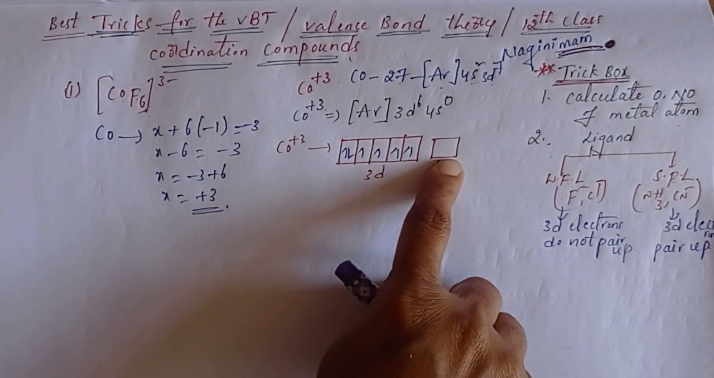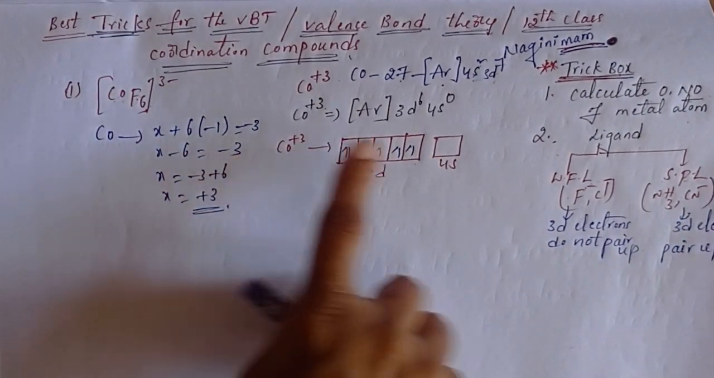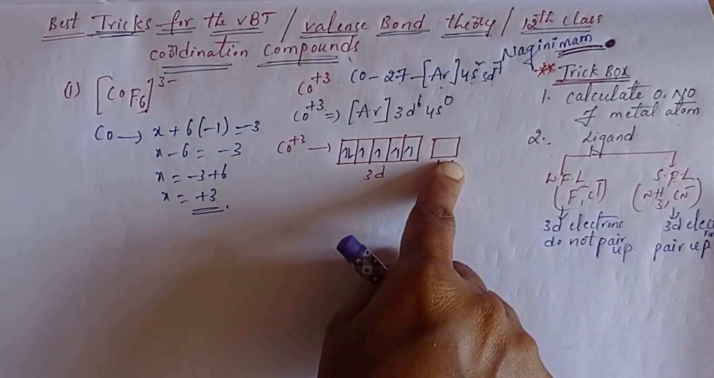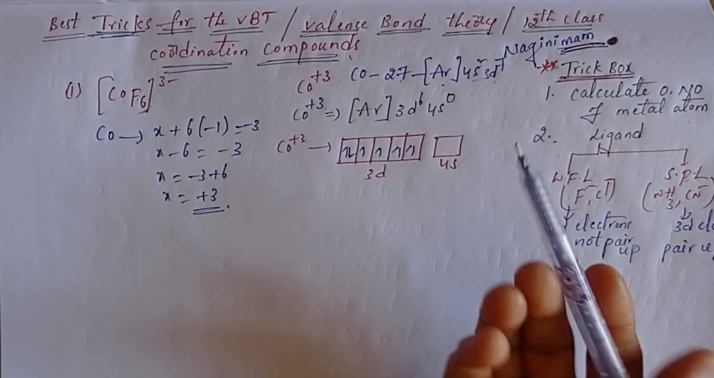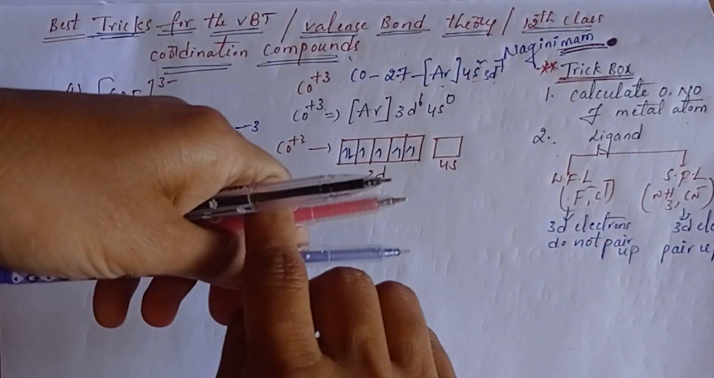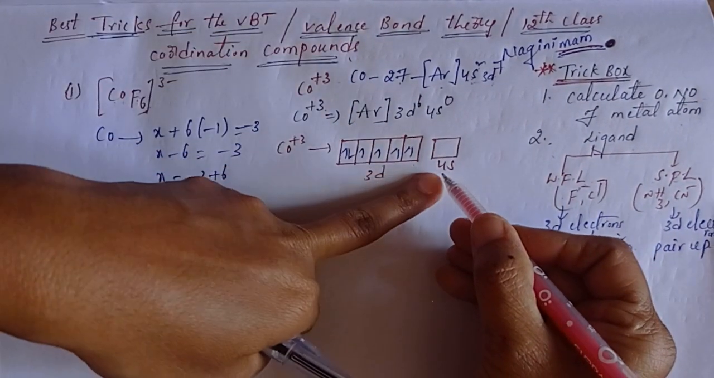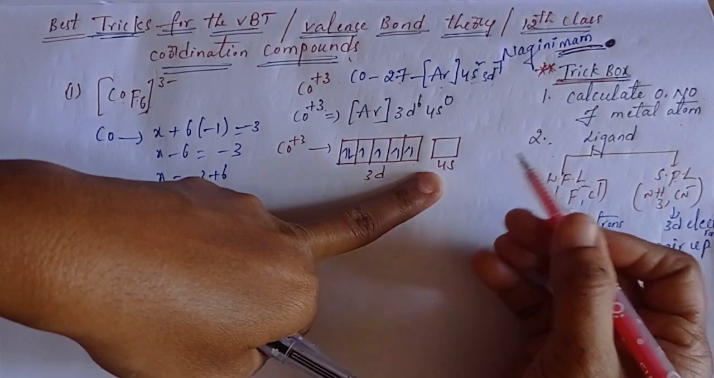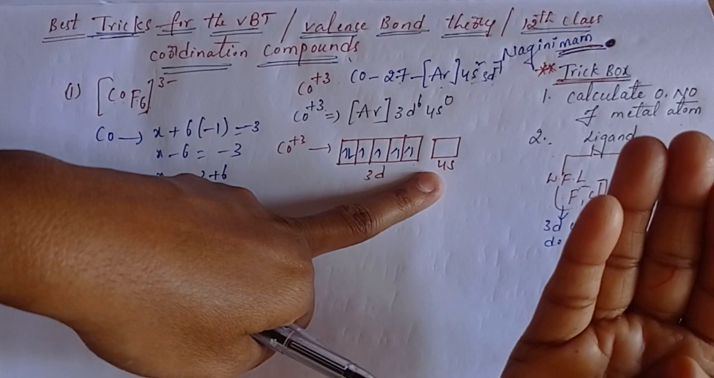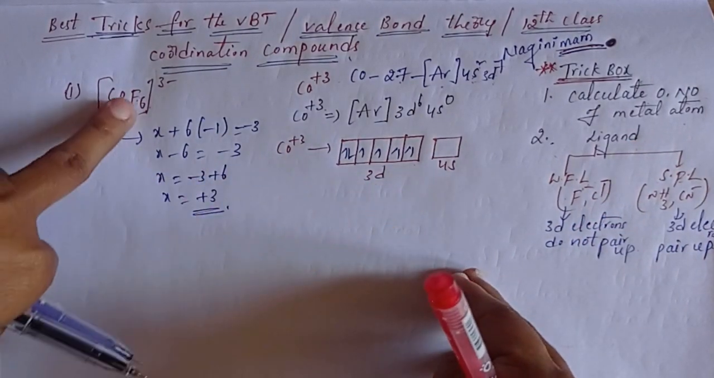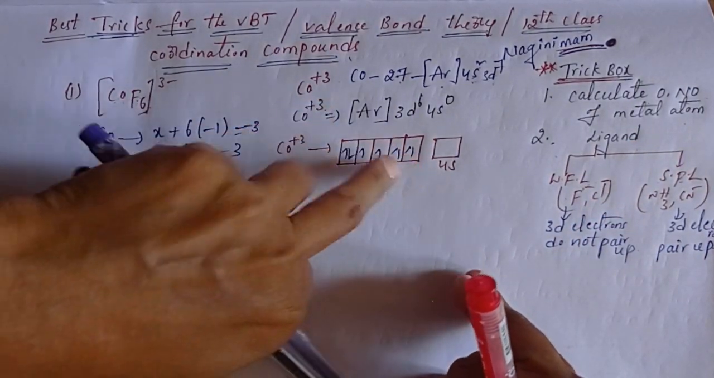Here only one vacant orbital is there in cobalt. Still how many orbitals are required? 5 are required, because 6 fluoride ions are there. So I am taking 4p, which is completely vacant. From the fourth shell, the valence shell, 4s, 4p, 4d, 4f will be there, because the fourth shell has 4 subshells. I am taking only as many orbitals as are required, students.